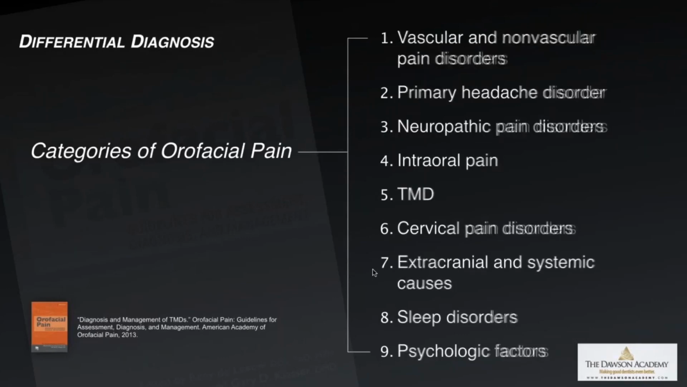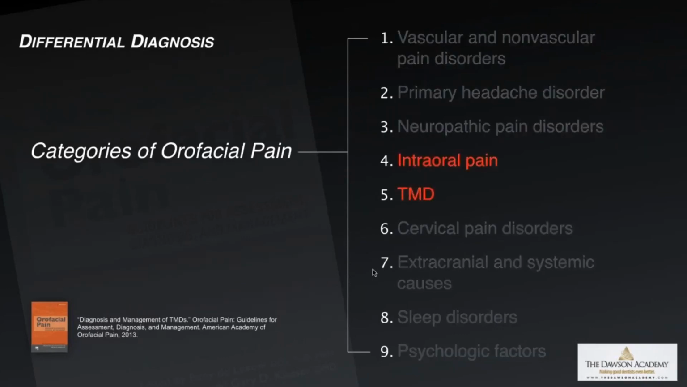But if we look about what we can affect change on, it's 4 and 5, intraoral pain, tooth-related pain, odontogenic pain, TMD, non-odontogenic pain. And we have a role in playing with sleep disorders and airway.